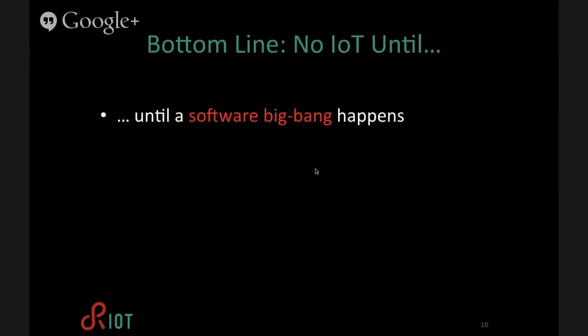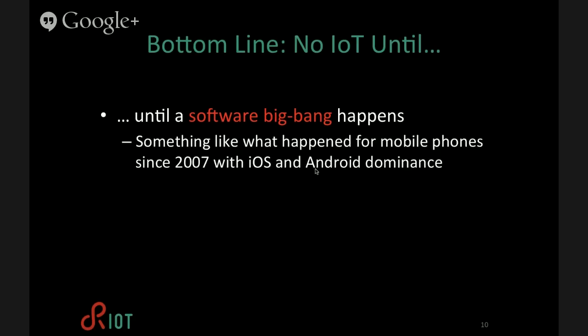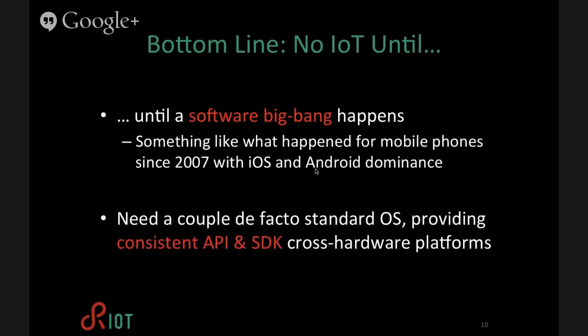So our point here is that there will be no IoT until some software big bang happens. By big bang we mean something like what happened for mobile phones since 2007, where a couple of very dominant players came around and became the main platforms upon which third-party developers could develop their applications. This has fueled very fast development of these devices, and has completely reshaped the mobile phone market. It's not really the hardware, but more and more the software, even though the hardware has progressed, of course. But we basically need something like that for the IoT.